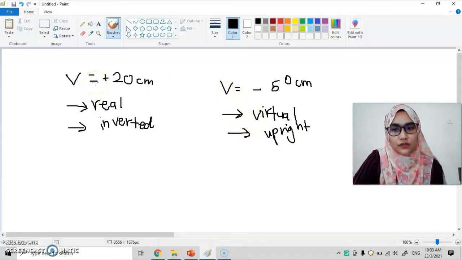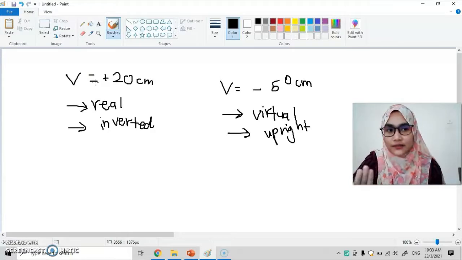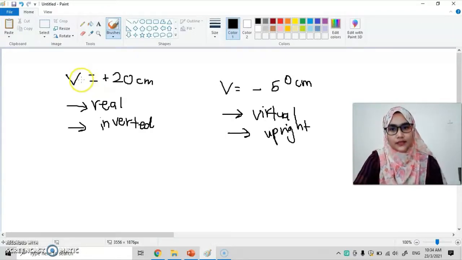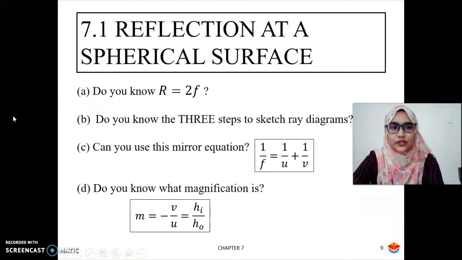Okay, from magnification, you can obtain three characteristics, right? But be very careful. For magnification, positive and negative mean upright or inverted. But positive and negative for V mean real or virtual. Okay, take note. Okay, so let's continue.